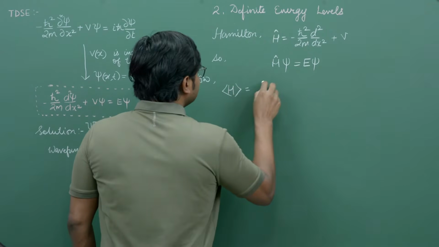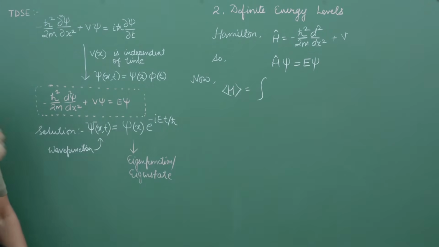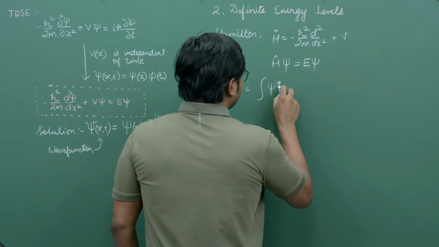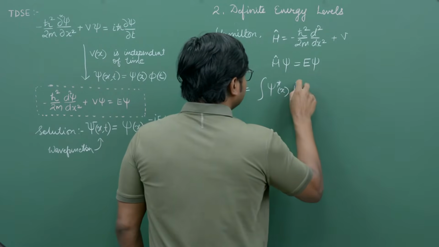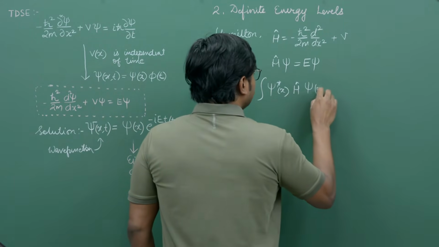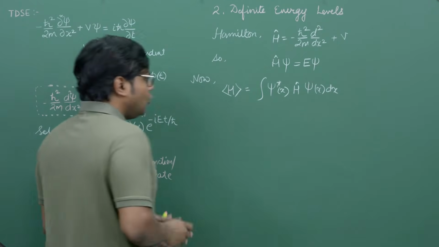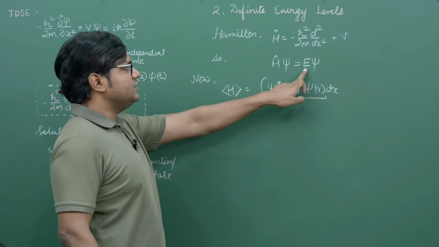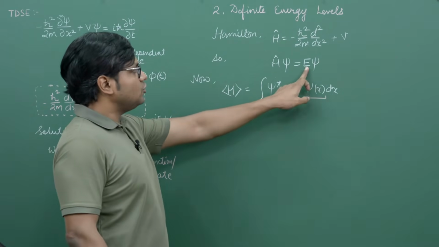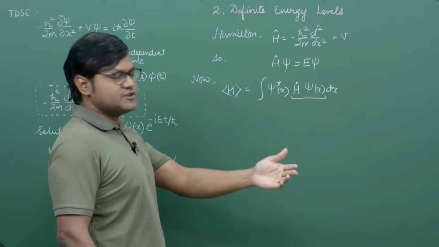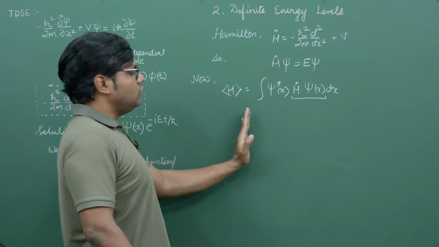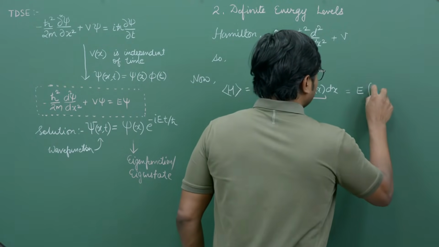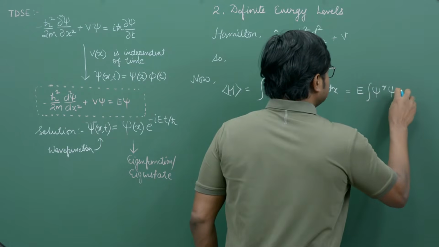If I do this, because we are dealing with stationary states, I'm just going to write psi star of x, and then you have the operator sandwiched between these two things. But we know that H acting on psi simply gives us the total energy of the system times psi. Now the total energy of the system is a constant because of the conservation of energy principle, so I can take it out of the integration, and I simply end up getting E times the integral of psi star psi dx.